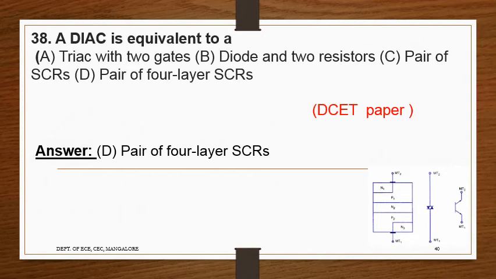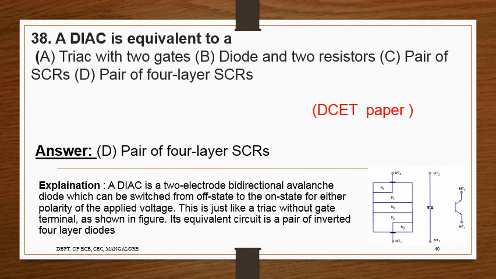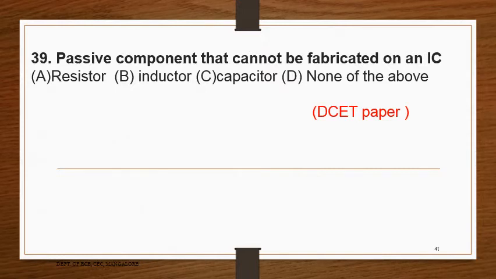The answer is D. We have a diac, a 2-electrode bidirectional avalanche diode, which can be switched from off state to the on state for either polarity of applied voltage. This is just like a triac without gate terminal, which is shown in the figure here. Its equivalent circuit is a pair of inverted 4-layer diodes.